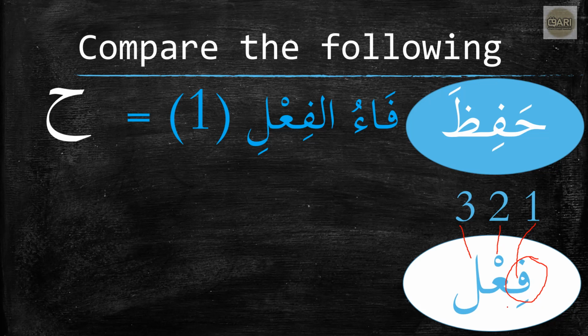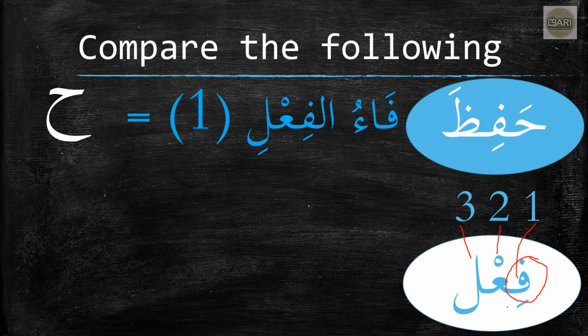What do we mean by fa'ul fi'l? Fa'ul fi'l is the first letter because the word fi'l means verb, and the very first letter of the word fi'l is fa. And so fa is the first letter of the verb. Again, make that association, fa, first.